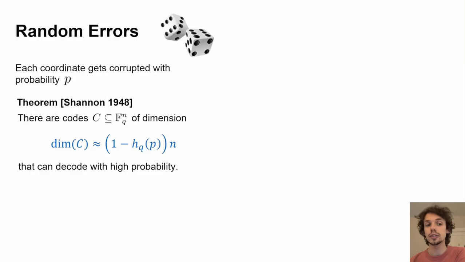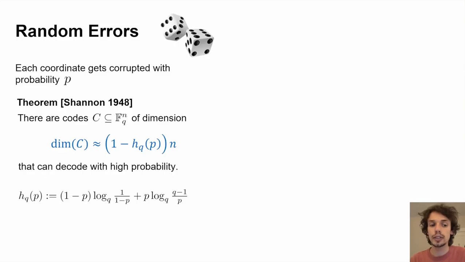So Shannon showed in the 1940s that there are codes of dimension (1 minus h_q of p) times n that can decode p random errors with high probability, where here h_q of p is the q-ary entropy function. And this trade-off is optimal in the sense that if you have a linear code of dimension larger than (1 minus h_q of p) times n, then with high probability it will not be able to decode p random errors.